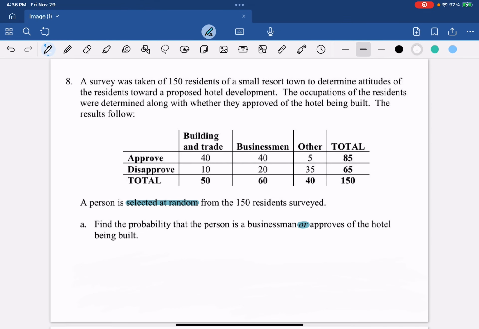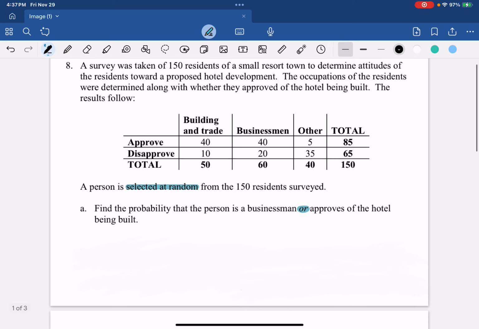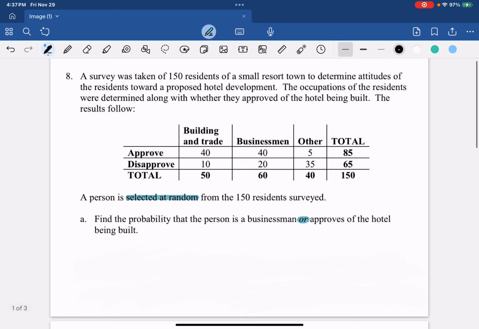Okay, so this is question number 8. We have a survey that was taken of 150 residents in a small resort town to determine the attitudes towards building a hotel development. The occupations of the residents are determined along with whether they approved of the hotel being built.